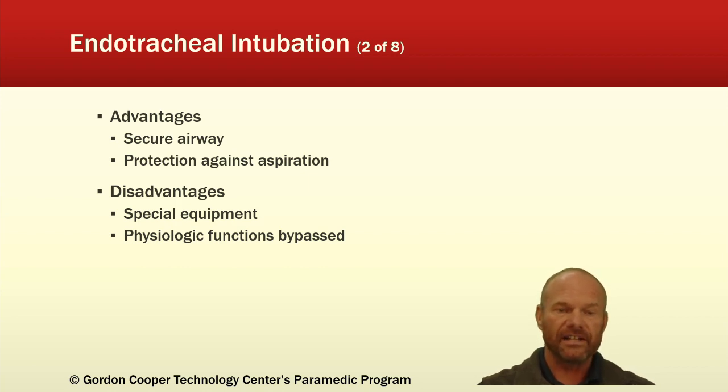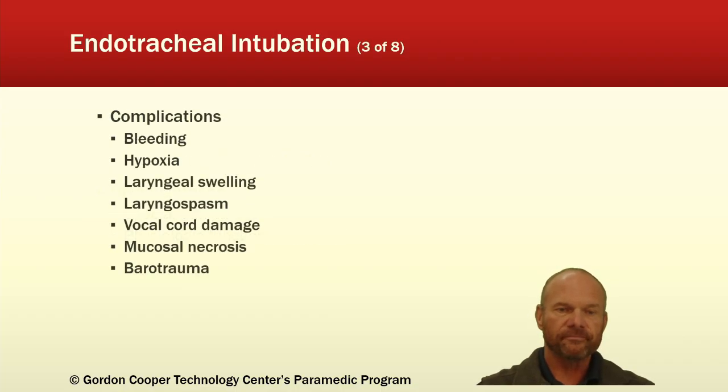Now, it does have some disadvantages. It requires some special equipment like a laryngoscope, a tube, a suction device, all of those things that we've talked about. And by bypassing the upper airway, it eliminates the body's natural physiological functions like warming the air, humidifying it, and filtering it. So, there's a few small disadvantages. However, it is what it is. Complications include bleeding, hypoxia, laryngeal swelling, laryngospasm, vocal cord damage, mucosal necrosis, and barotrauma.